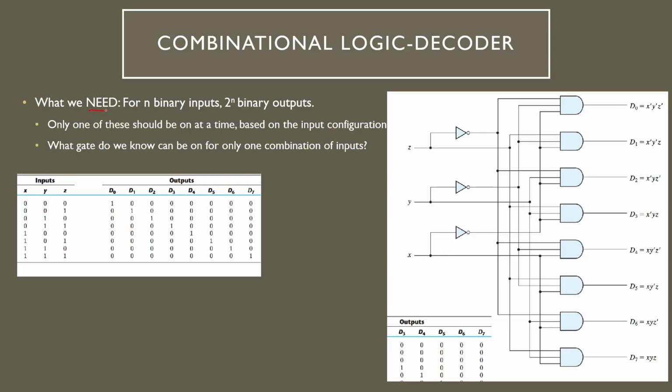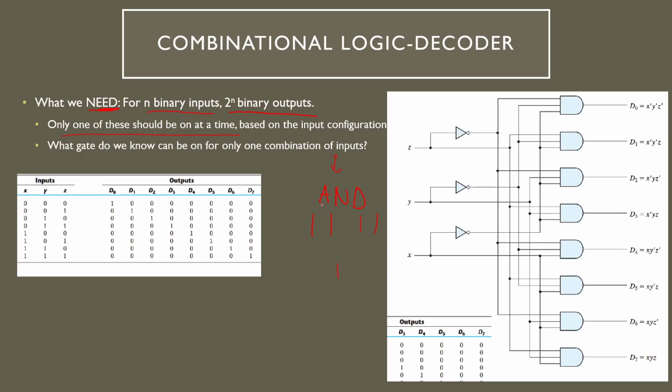What do we need? We need, for any number of binary inputs n, it should turn on one of 2 to the power n binary outputs. So only one of these should be on at a time. But how do we achieve this? Well, what gate do we know that can be on for only one combination of inputs? The AND gate. The AND gate is only on for one combination of inputs, which is 1, 1, 1, 1, all ones. It will only output 1 for that.